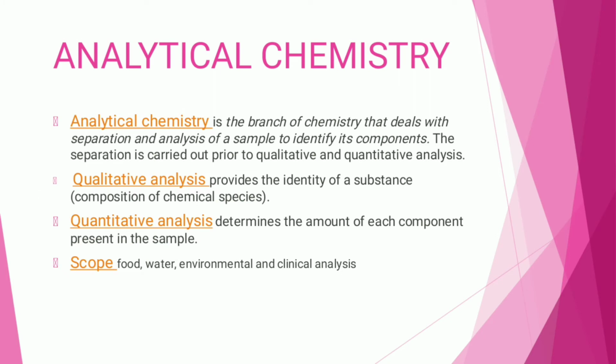The next one is analytical chemistry. Analytical chemistry is the branch of chemistry in which we study two main things. One is separation and the other is analysis. First of all, we study separation. Separation is done firstly, and then we move towards the analysis. And again, in analysis two things come: first is qualitative and the other is quantitative analysis.